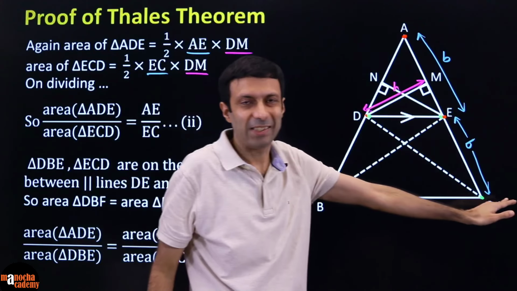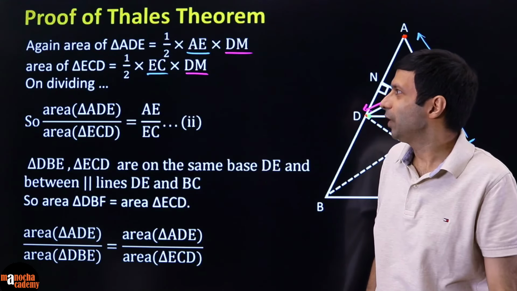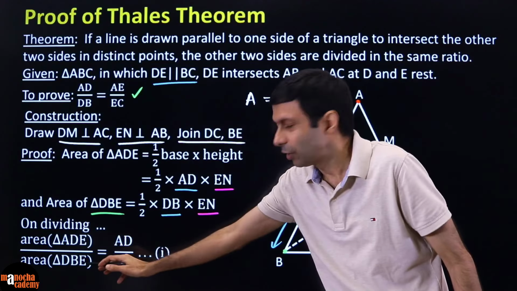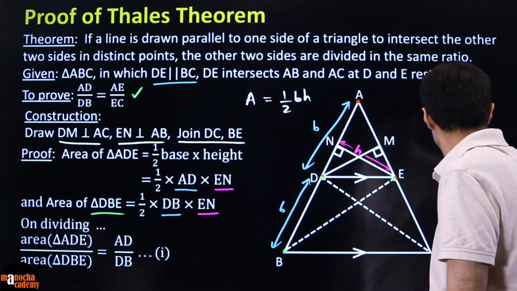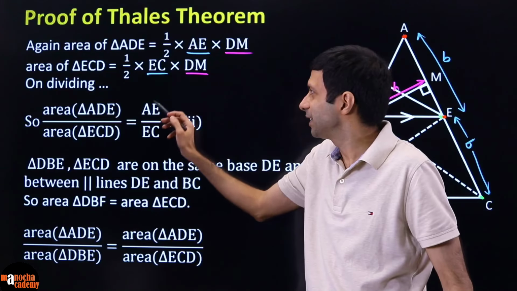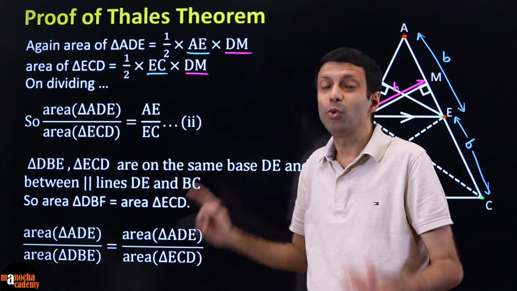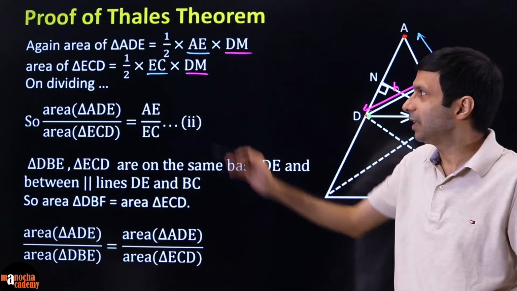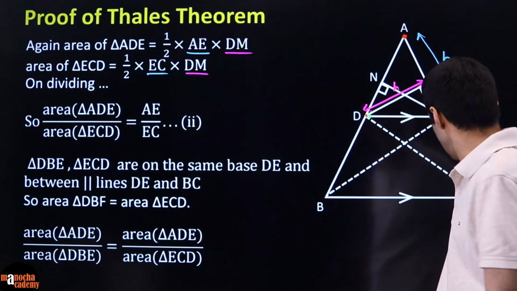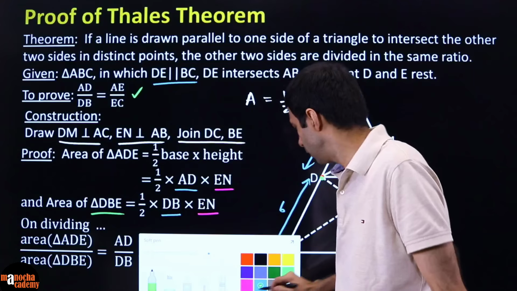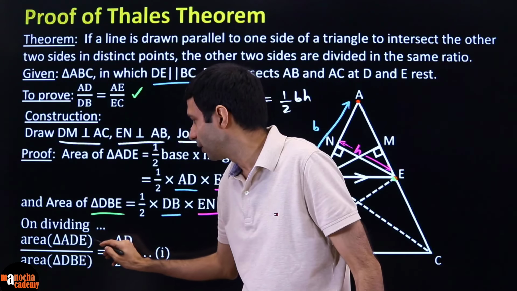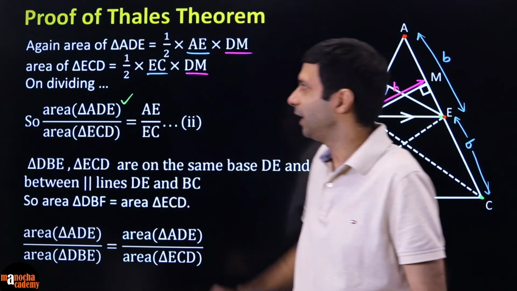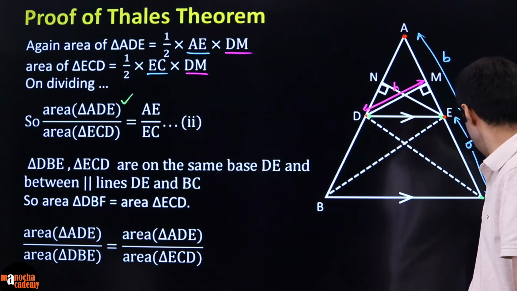AE divided by EC. So now if we compare, here we have got the ratio of the areas of the two triangles, AD by DB. Here we have got the ratio of the areas of two triangles, AE by EC. We need to prove that they are equal. Now for them to be equal, the areas need to be equal. So what you can see here is in the numerator we have the same triangle, triangle ADE, and in this second equation also we have the same triangle ADE. But the denominators are different.